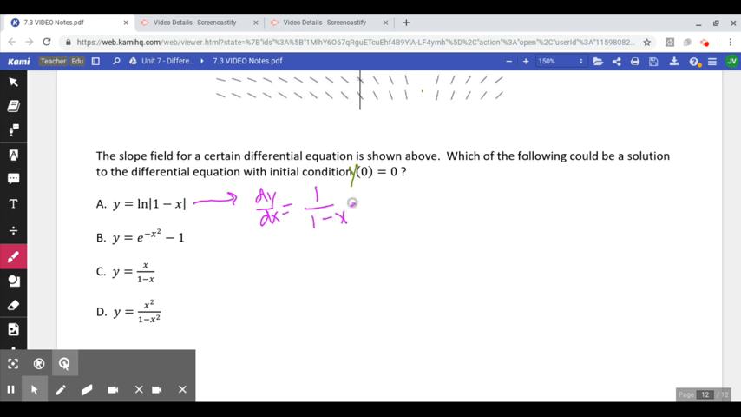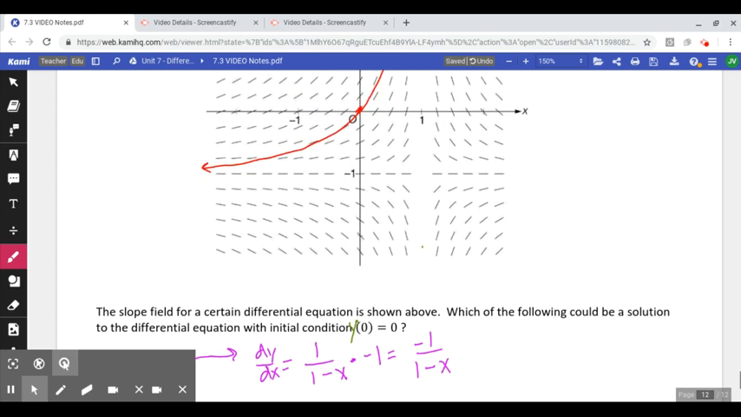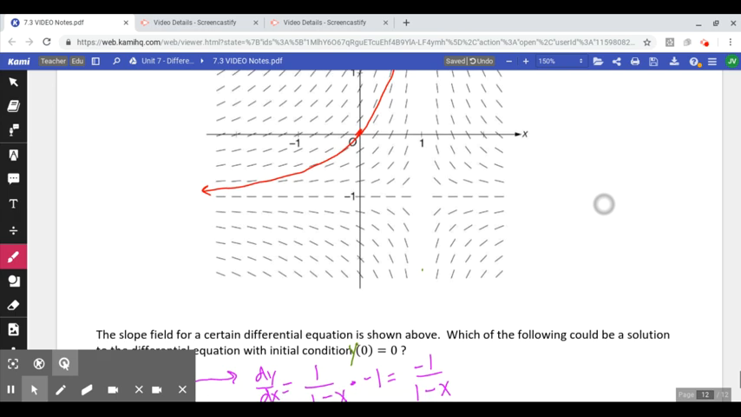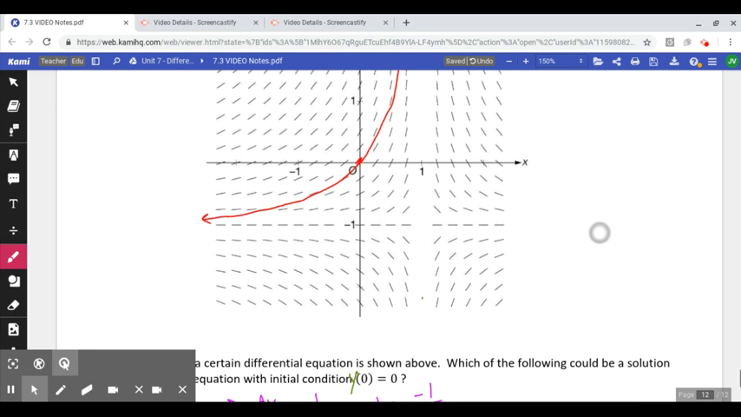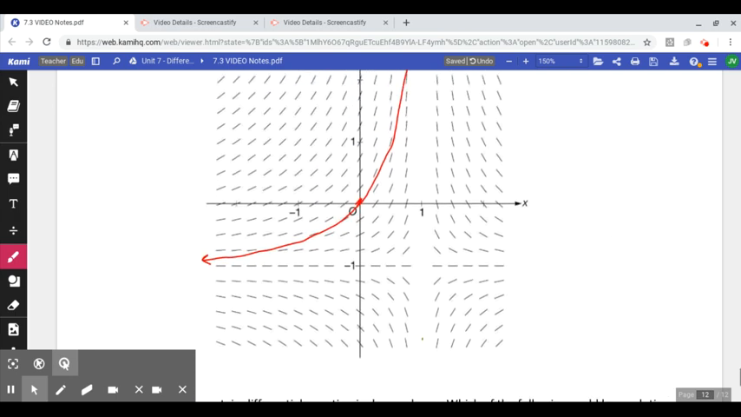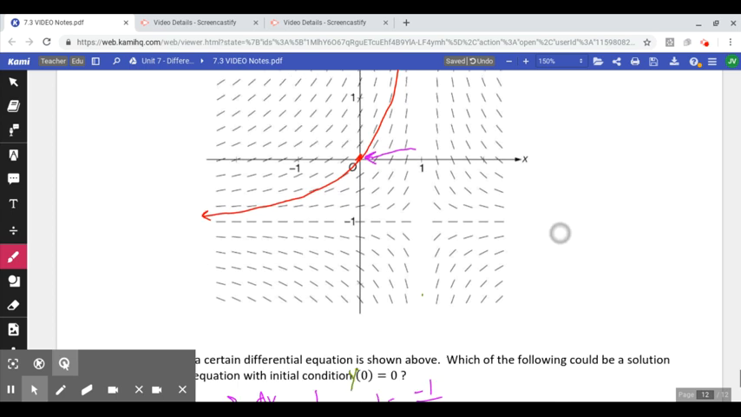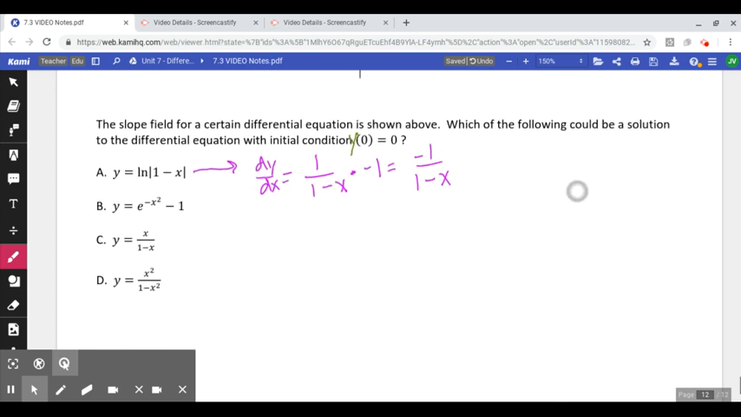And then remember to use the chain rule, so the derivative of 1 minus x is negative 1. So this will be negative 1 over 1 minus x. You can pick any point you want, but I think the best point to pick is 0, 0, because we definitely know that that's on the actual curve. And it looks like the slope is about 1. So if we're looking at the slope right here of the tangent line, that looks to be about positive 1. So we need to make sure that that actually works with our differential equation.